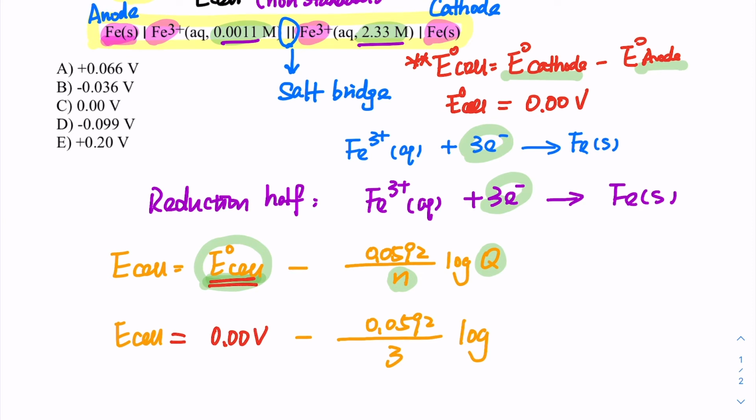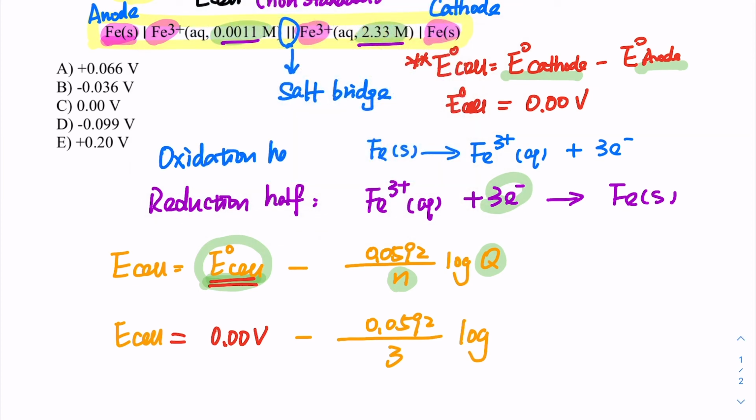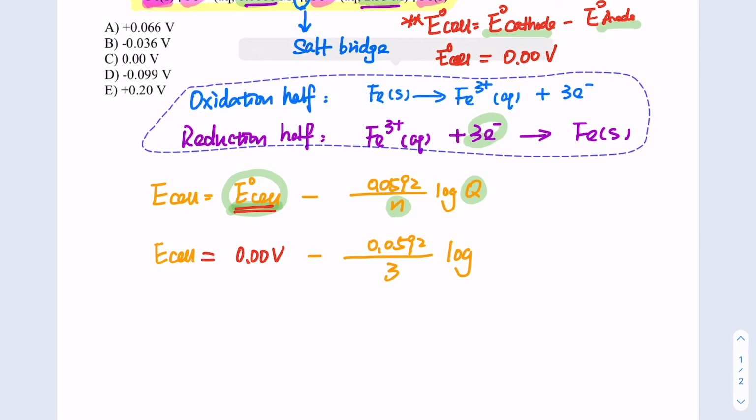So I'm going to turn my reaction back. I'm going to show you one more time how you can go from cell notation to the half reactions, and then go back to the overall reaction. So this is my original half reaction, and that's my oxidation half. When you add these two equations up, that's how it's supposed to be. So let me get some space.